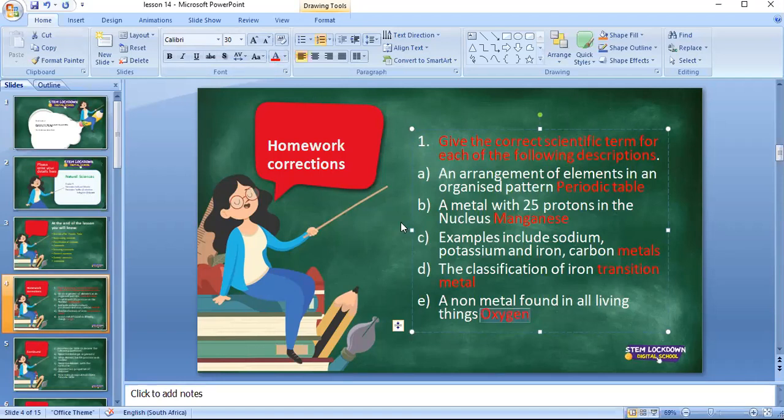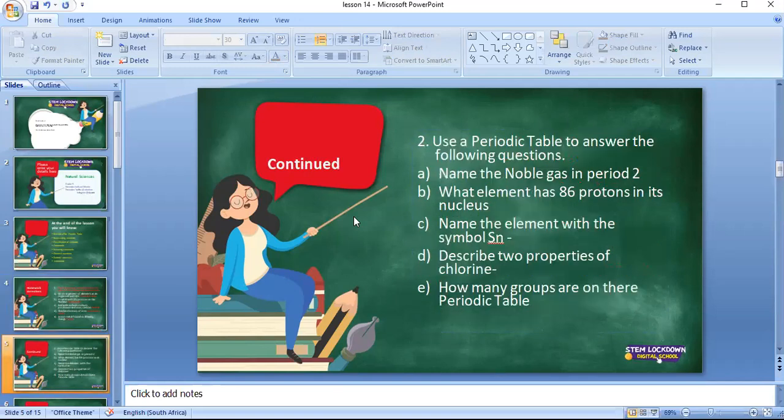Anybody raise your hand and we do number two. Who else is there? These ones are very easy. You just look at your periodic table and we answer them. Who else is there?